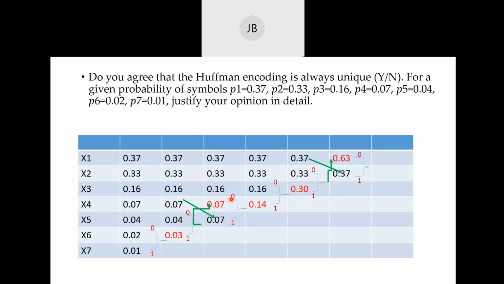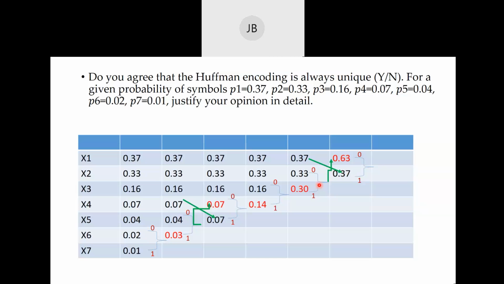Okay, we will continue. So now we have these two as the lowest probabilities, and we add them and generate a new value, that is 0.14, and again sort them. So of course this will be at the bottom of the list, and we will continue. We will again add these two values and generate a new symbol, new probability, that is 0.3. So again we have sorted that list and it is at the bottom here. And again in the next step we will add this and generate a new symbol, that is 0.63.